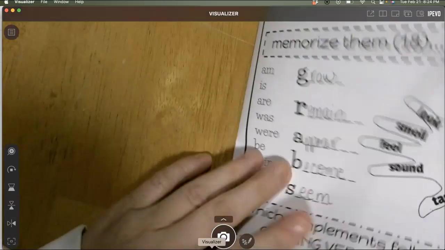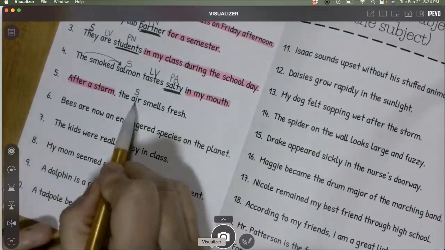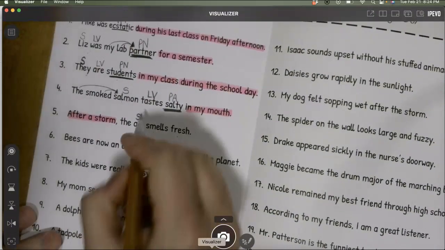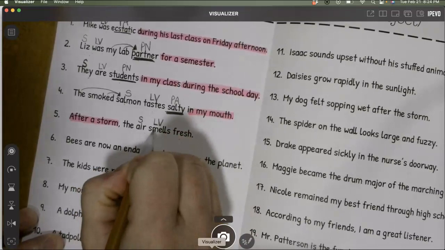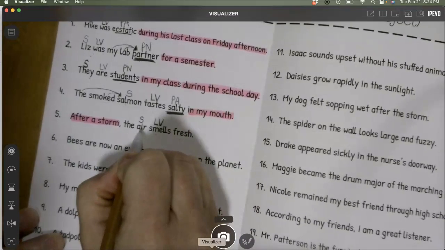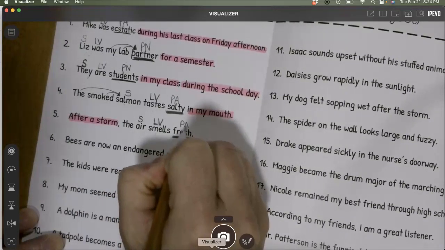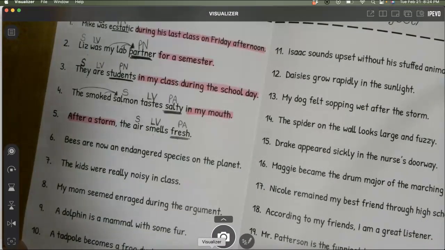Smells is a linking verb. I'm going to stop and double check. Is it talking about the air using its nose to sniff and smell something? Well, that doesn't make sense. So this has to be a linking verb, which means I've got something that's describing how the air smells. It smells fresh. So that's a predicate adjective. It's describing how the air smells.